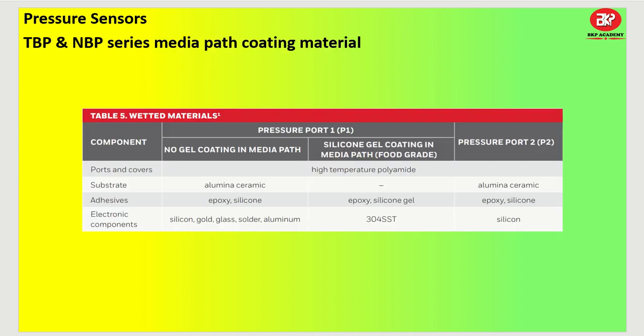Next, we'll find out the media path coating material. So basically there will be no gel coating media path, or there will be silicon gel coating media path. Silicon gel coating is used in the pressure sensor for food and beverage applications because it doesn't contaminate the food. So they are basically used for your food and beverages. We will be concentrating on no gel coating pressure sensors.